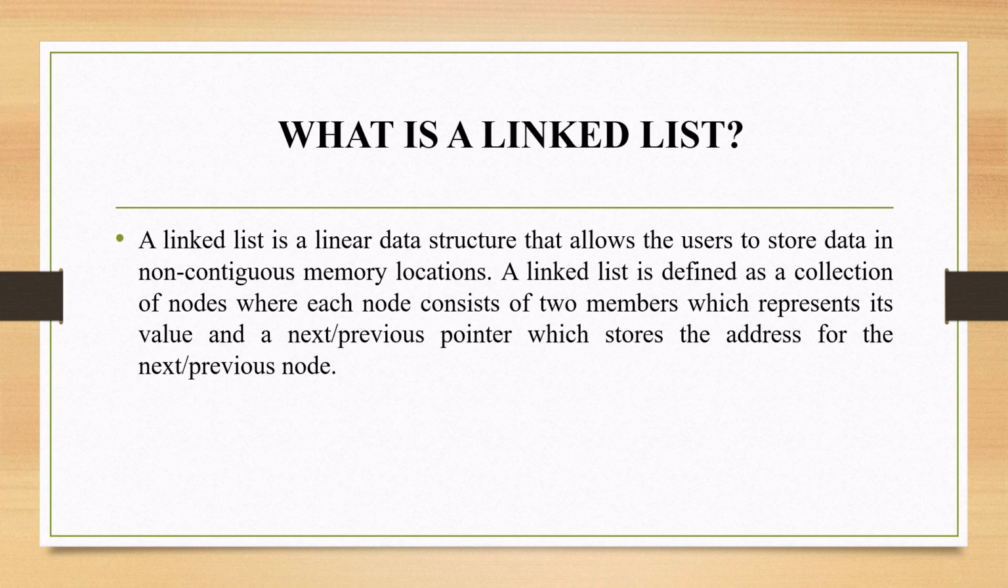In C++, a linked list is a linear data structure that allows the user to store data in non-contiguous memory locations. A linked list is defined as a collection of nodes where each node consists of two members: its value and a next or previous pointer, which stores the address of the next and previous nodes.